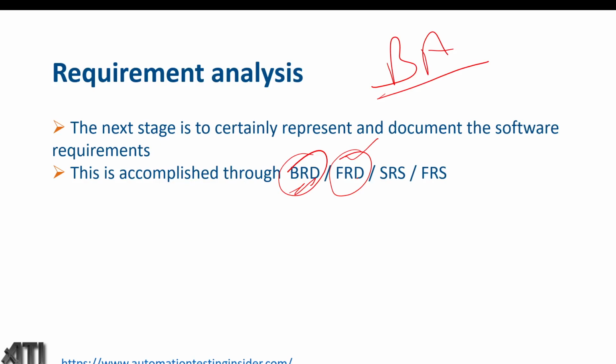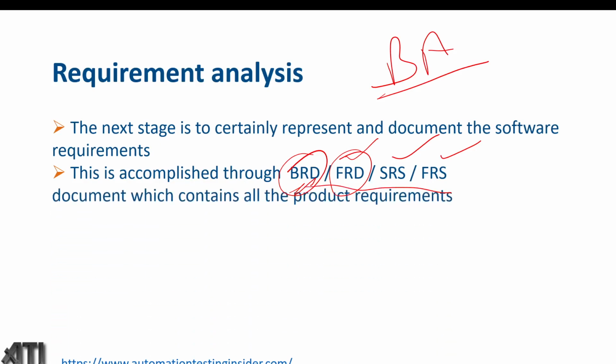document. And there is the software requirement specification document, and it is developed by the architect, the system architect, who is building the framework and defining all the software required for the product or project development. And then we have the functional requirement specification. So these are all the different documents we use to capture all the requirements from the client. This is accomplished through the BRD, FRD, SRS documents, which contain all the product requirements.